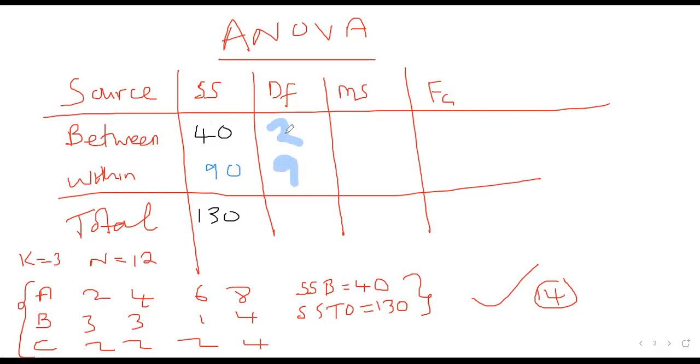Total, we just add 2 plus 9 is 11. So as prescribed, n minus 1. So 12 minus 1 is still 11. So to find the mean of squares, we divide this answer in there, this answer in there. So 2 into 40, we get 20. 9 into 90, we get what? 10. Then finally, find the F calculated. We divide 10 into 20 to get a 2.